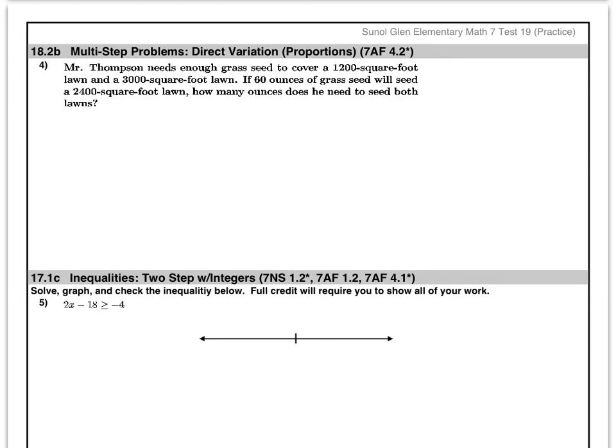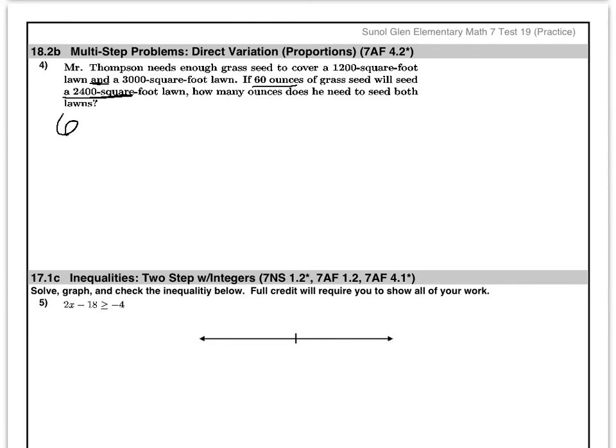Mr. Thompson needs enough grass seed to cover a 1,200 square foot lawn and a 3,000 square foot lawn. So if he needs enough to cover both, and the word "and" is in there, and means addition in math. Okay, so if 60 ounces of grass seed will seed a 2,400 square foot lawn, how many ounces does he need to seed both lawns? So the ratio that they gave us is this: 60 ounces to 2,400 square feet.